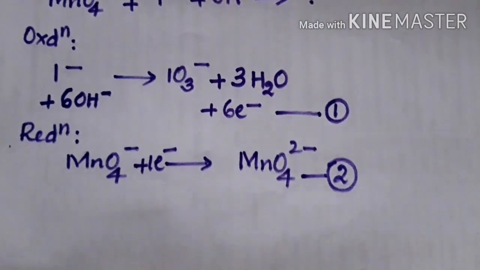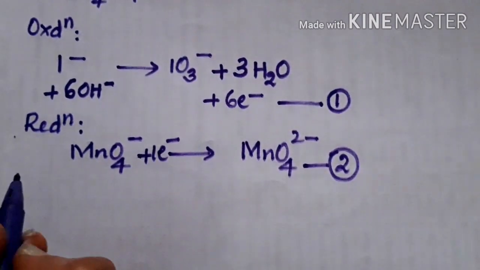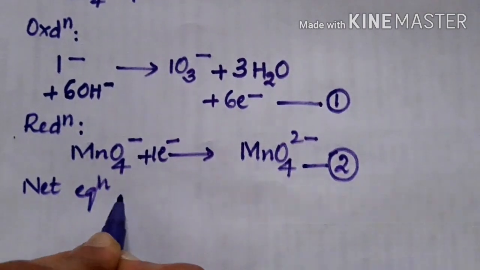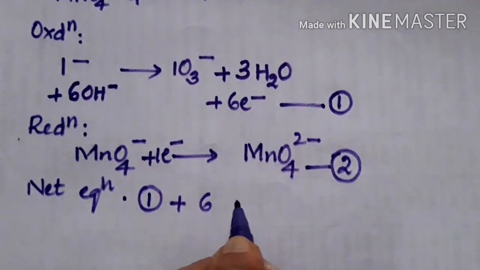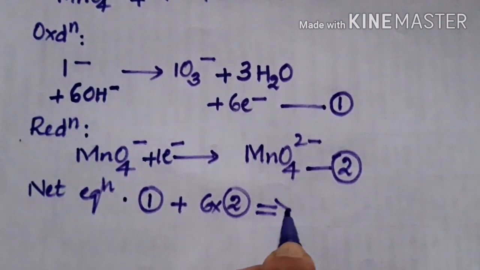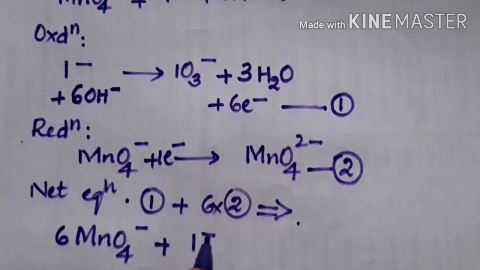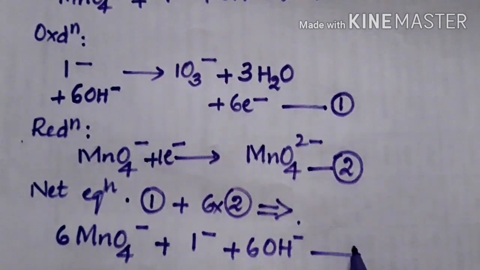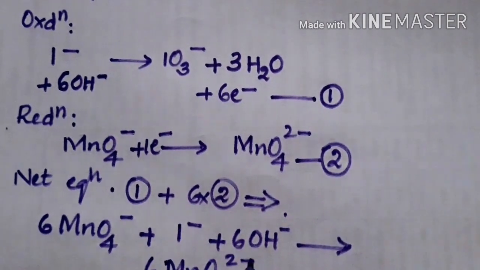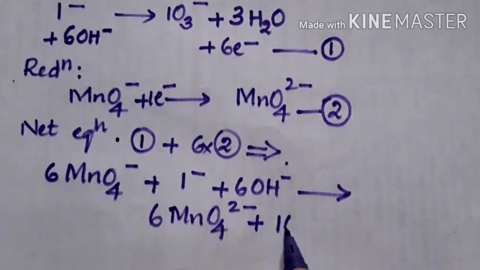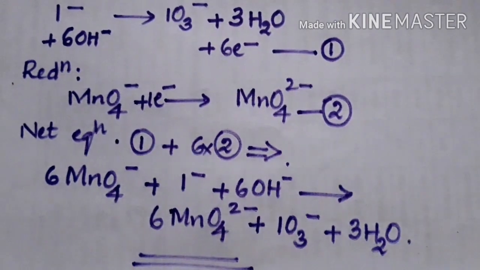Now to get the net equation, whatever is lost in the oxidation part must be taken up by the reduction part. That means the net equation is got by multiplying the reduction half by 6. So first equation plus 6 times the second equation gives the product: 6 MnO4 negative plus I minus plus 6 OH negative give rise to 6 MnO4 2 minus plus IO3 negative plus 3H2O. So this is the balanced equation. Hope it is clear.